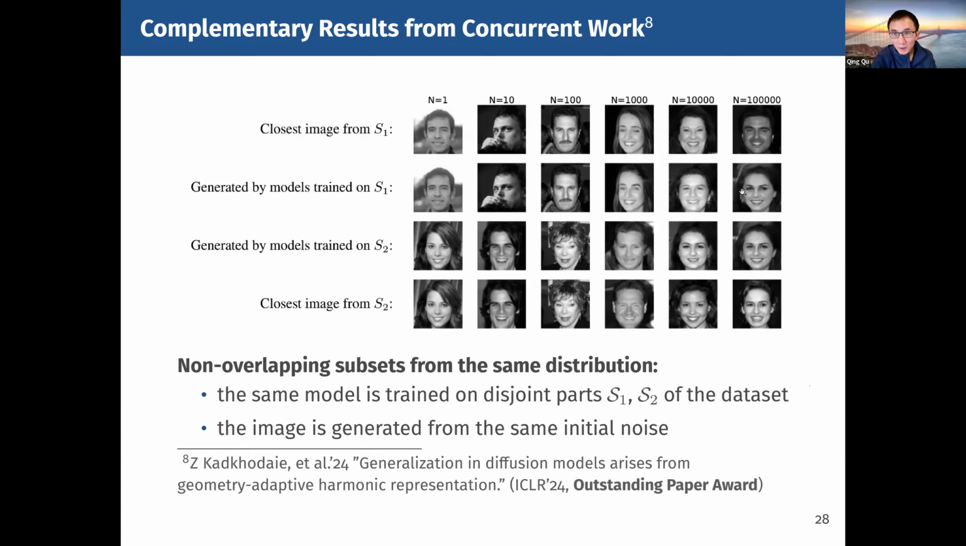But the interesting thing is that when you increase the number of training samples to be very large, the two models, even though they are trained without any overlap, are going to generate the same image when started from the same noise. And when you compare the generated images of the two models to the nearest neighbors in S1 and S2, you find that the generated images are actually different from the training data set. So this reproducibility even holds when you train on non-overlapping subsets.